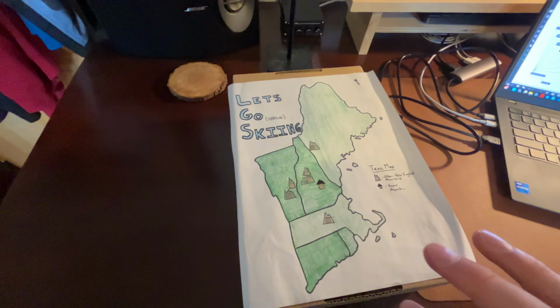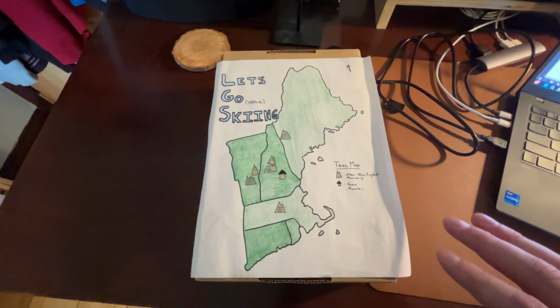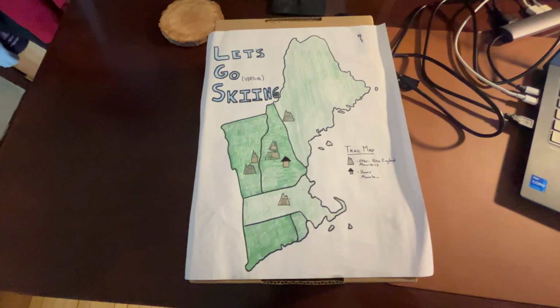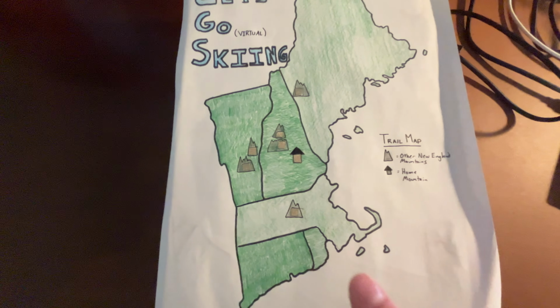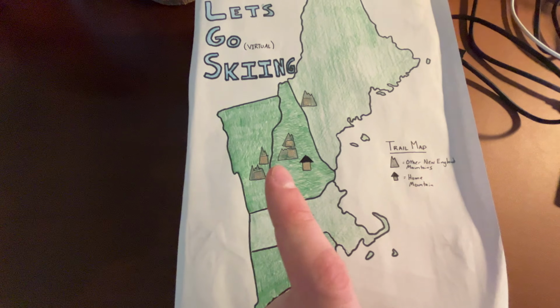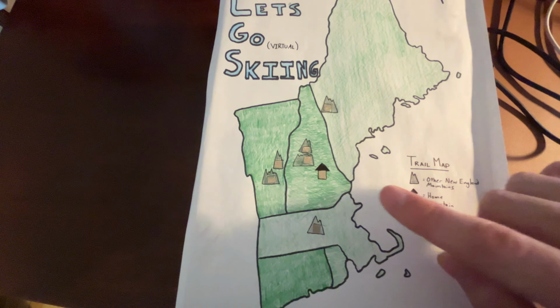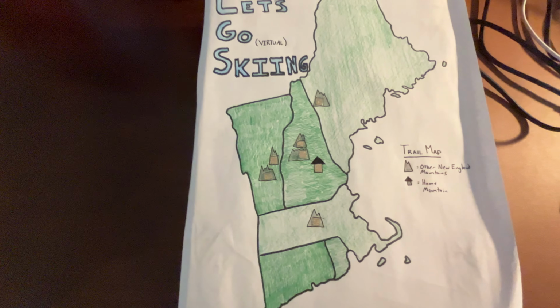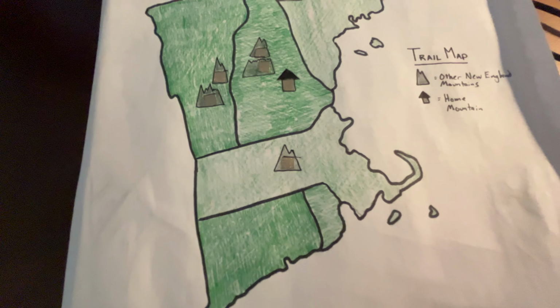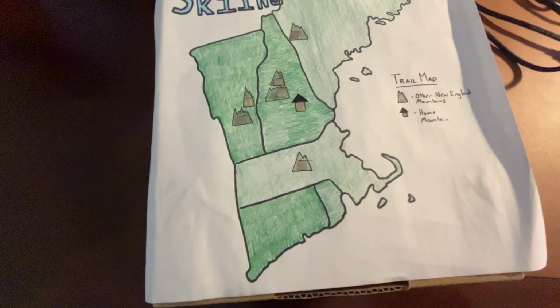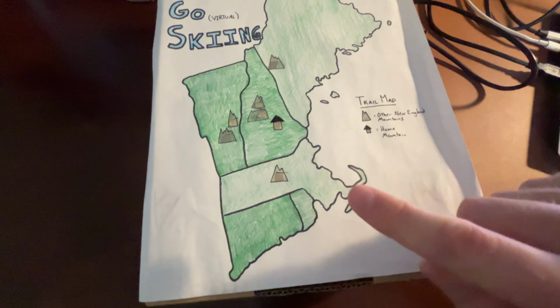On the actual controller itself, it's just a map of New England, Massachusetts, New Hampshire, Vermont, etc. I have all these little mountains representing each of the ski resorts I liked, and then I have a house, that being my home resort. You can tell there's a little square of silver. I used magnetic tape and alligator clips so that it could sense my touch.